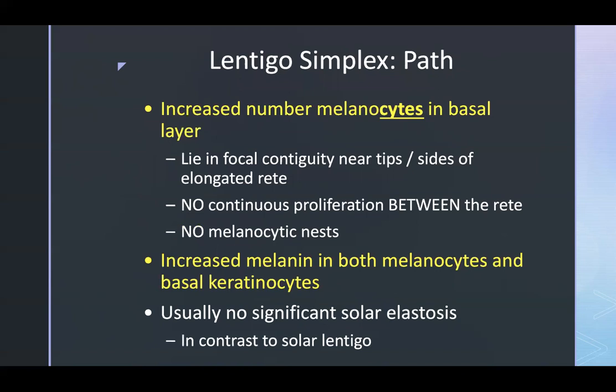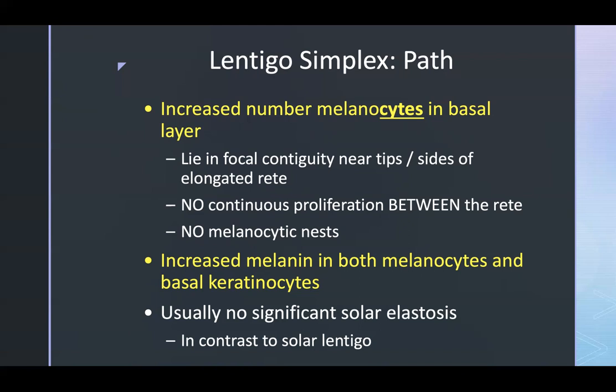So what do we see on path for lentigo simplex? Like I said earlier, we see an increased number of melanocytes in the basal layer, lying focally contiguous to the tips and sides of the elongated rete. But the most important thing is that you have no contiguous proliferation between the rete and no melanocytic nest. So if we had contiguous proliferation, that would be more concerning for a melanoma in situ, especially if you had contiguous proliferation coupled with pagetoid upward migration.